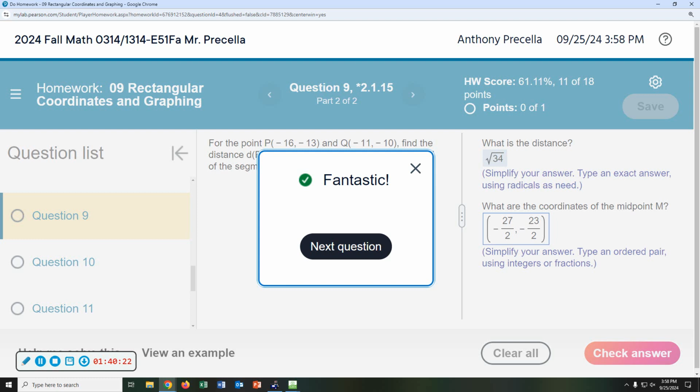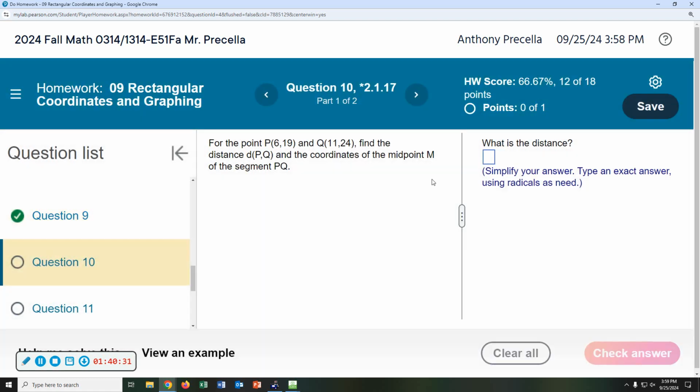And let's do number 10 real fast. It's the same type of problem, just two different points. Oh, good. I'm glad that 9 had a lot of negatives.